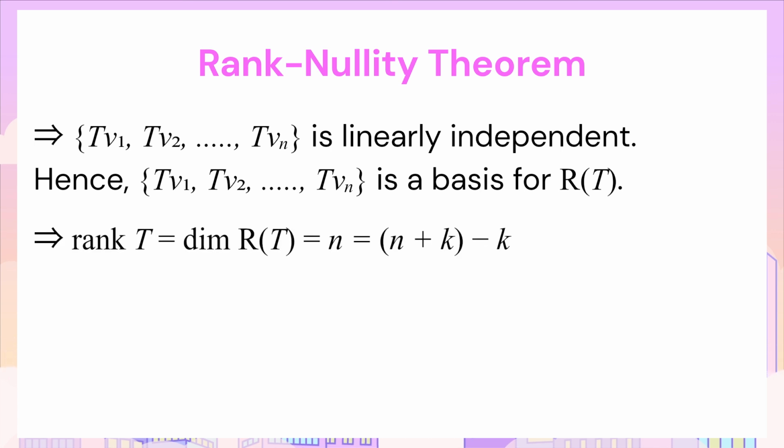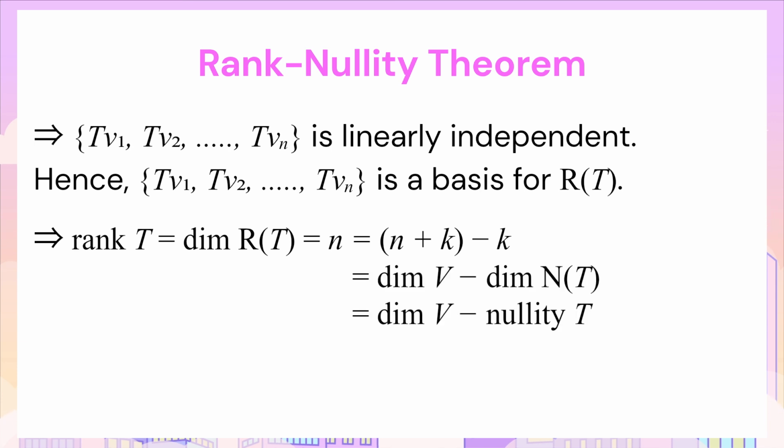Finally, let's put it all together. The rank of T, or the dimension of the range of T, is the total number of its basis vectors, which is n, and can also be written as n plus k minus k. If we consider the bases of the null space of T and the vector space V, the dimensions of Nt and V are k and n plus k respectively. Consequently, it transforms into dimension of V minus dimension of Nt.